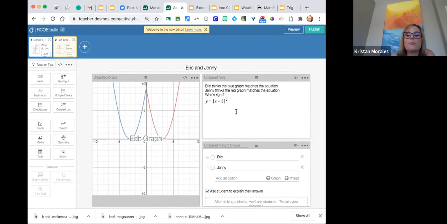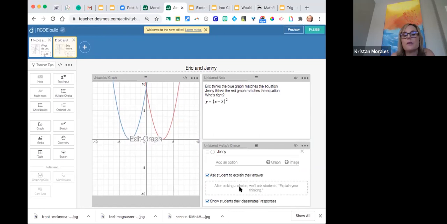And then, after picking the choice, I can ask them to explain their thinking. So I usually leave this box checked because I do want students to explain and to say things like, well, a minus sign moves the graph to the right, a plus sign shifts the graph to the left. I want them to have that conversation, not just a one and done multiple choice, but hey, explain your thinking on the multiple choice. And I usually like to leave this box open because I like to start conversations in my class. So the box where it says show students their classmates' responses, I usually leave that there.